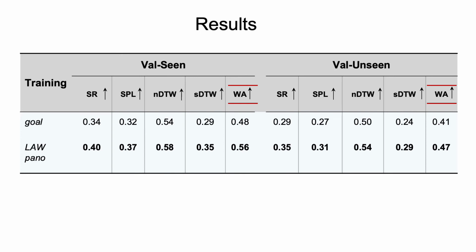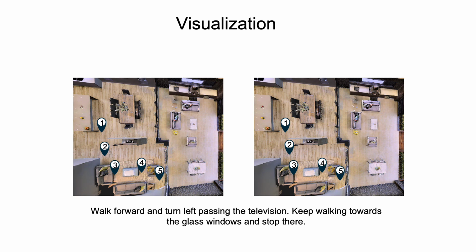able to visit correctly. We find that our LAW Pano model performs better than the baseline across all metrics in both seen and unseen environments. This suggests that language-aligned supervision encourages the agent to follow instructions better than the goal-oriented supervision. We visualize the agent trajectories on an unseen episode for both the models. We find that the path taken by the LAW Pano agent conforms more closely to the instructions.